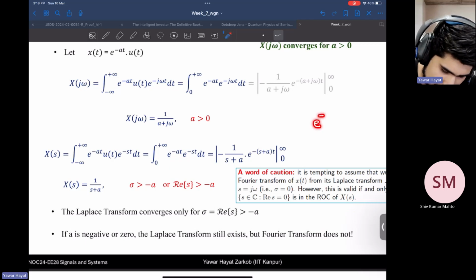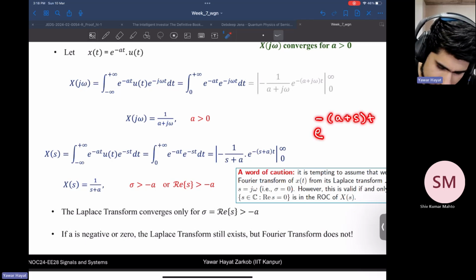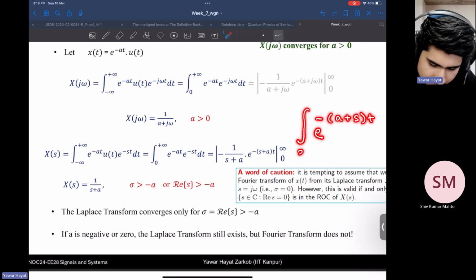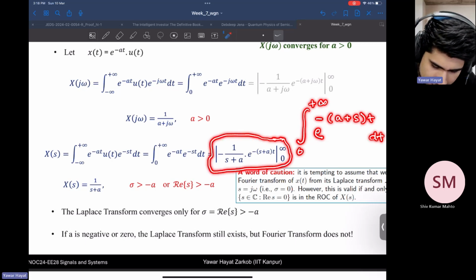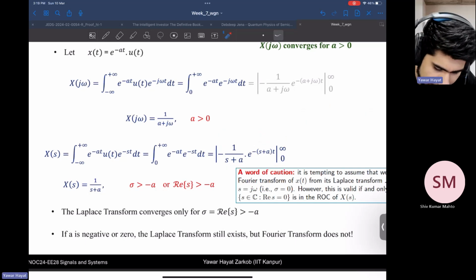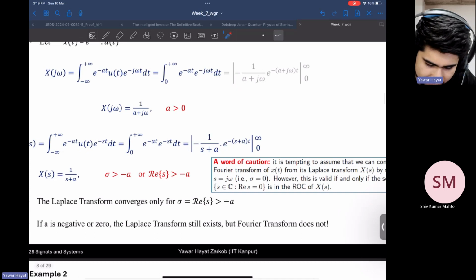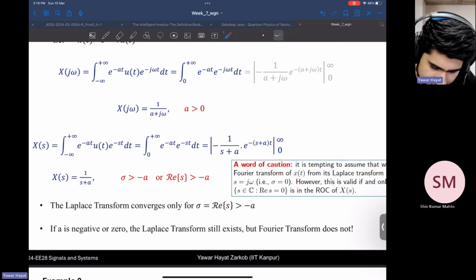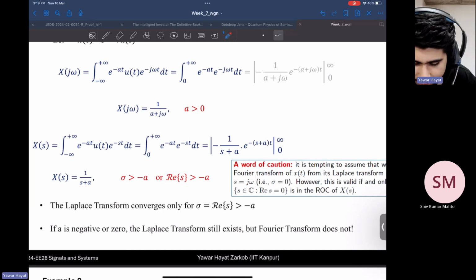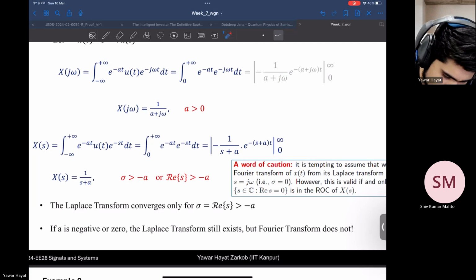The exponential would be exponential of minus a plus s, t. This would be the exponential, and the integral from 0 to plus infinity dt would result in this. Now we'll take the limits. When t is infinity, this whole term goes to 0. And when t tends to 0, this exponential goes to 1. So I have the following.